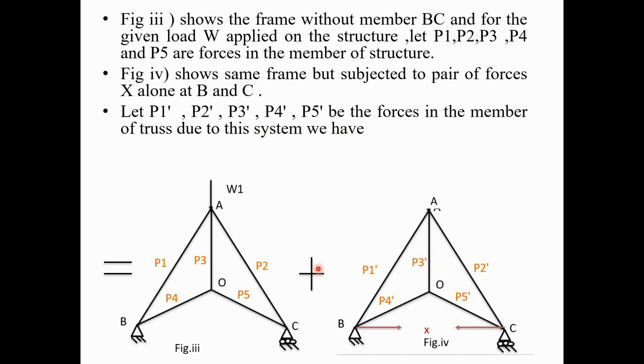So when you have to find the final force in the members when you analyze the redundant truss, the final force in the member is the addition of P1 plus P1 dash, where P1 is the force in the structure because of only external loads, and P1 dash is the force because of the redundant force, or we can say the pair of forces X. So the final force is S1 equal to P1 plus P1 dash. Similarly, S2 is equal to P2 plus P2 dash, S3 is equal to P3 plus P3 dash, and so on.